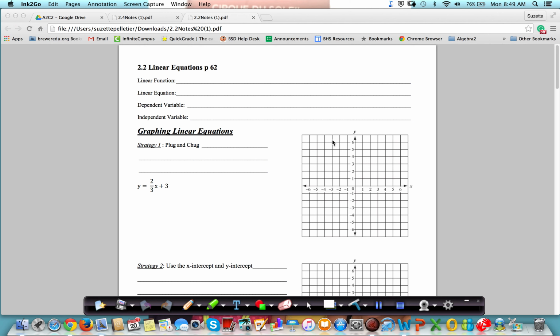All right, so we're going to get started on these notes. We're not going to complete the whole part. We're just going to be talking about graphing linear equations, and we'll work on the rest of it in a different video. So the first thing, let's go ahead and start off with our vocabulary as usual.